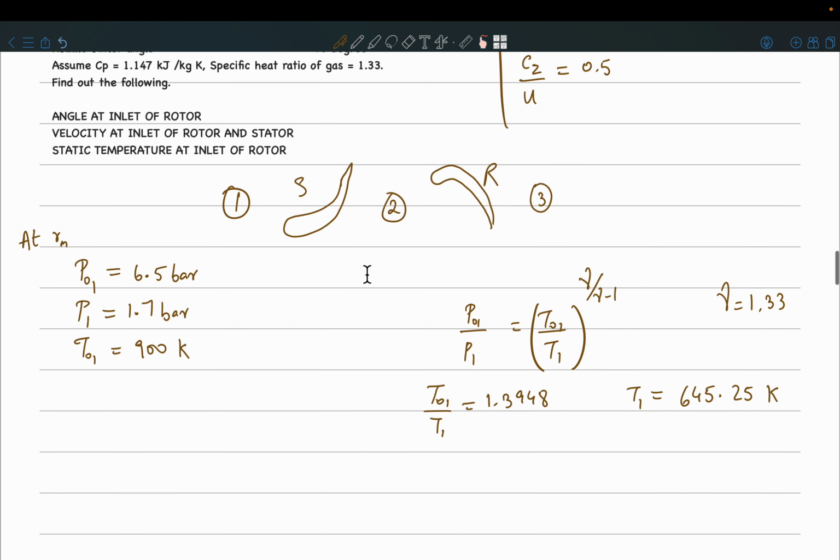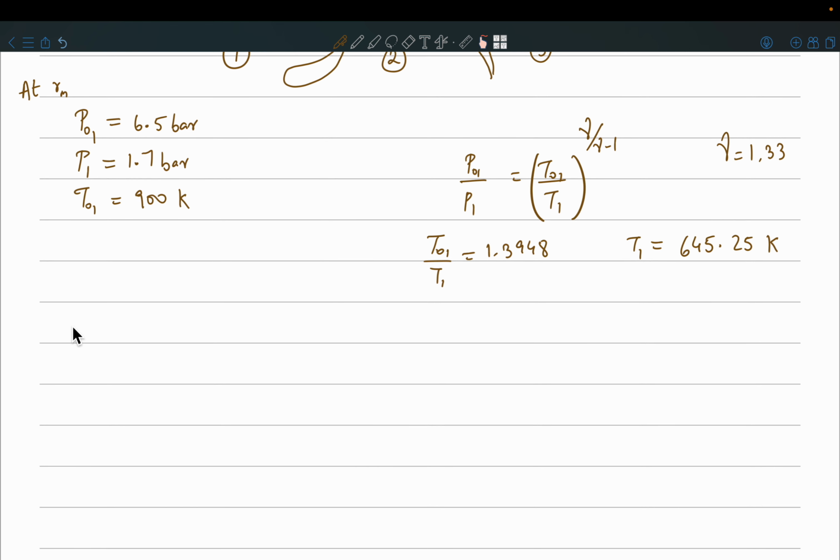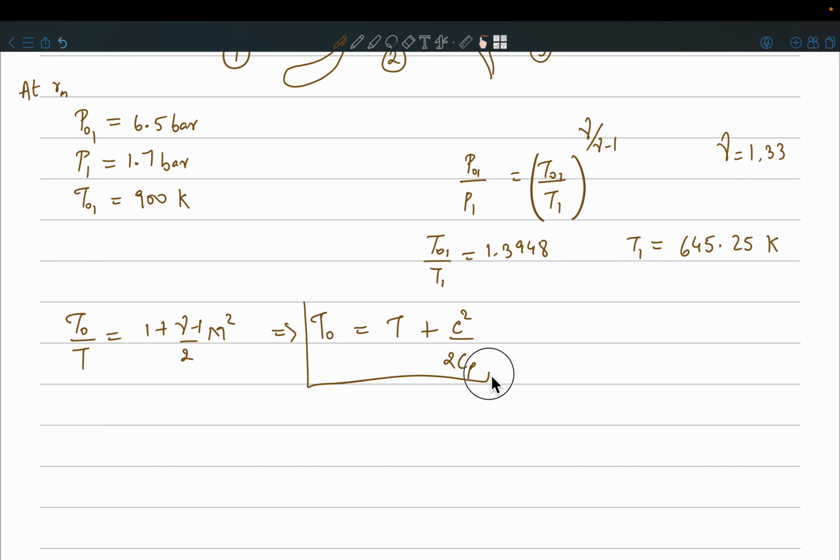If you note, we have this relation that T naught by T is equal to 1 plus (gamma minus 1) by 2 M square, right? And if you further simplify this, actually in the very beginning of the derivation of this formula, you get T naught is equal to T plus C square by 2Cp. Okay, so this is the formula we need to remember, and this is what I'll be using over here.